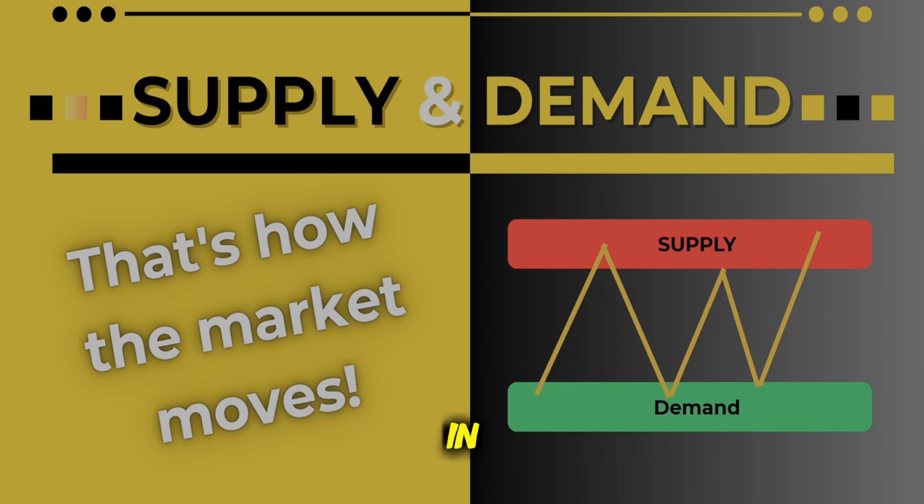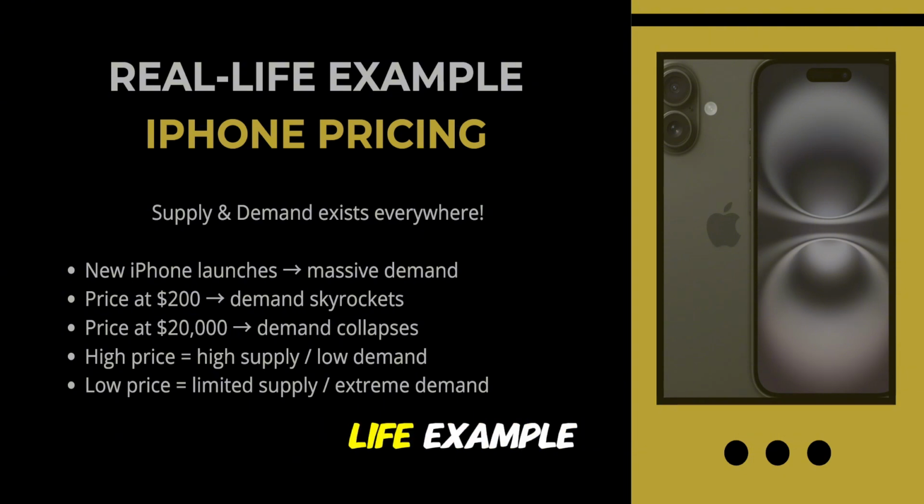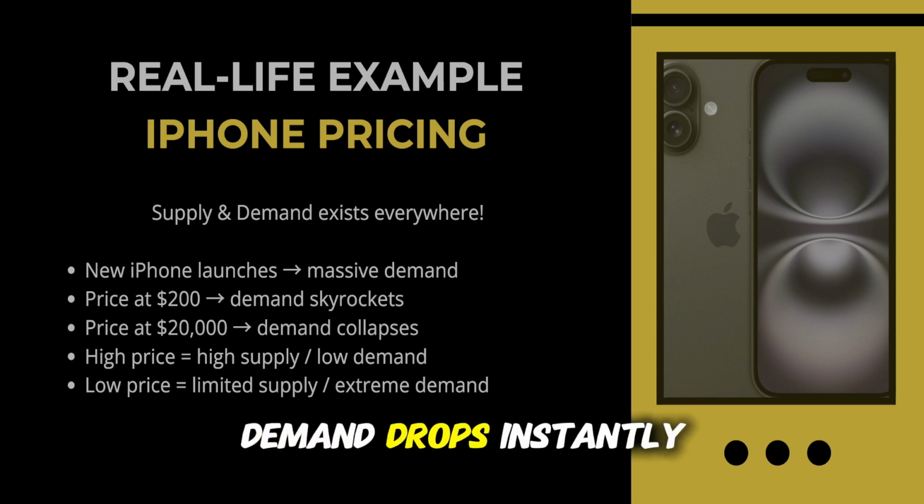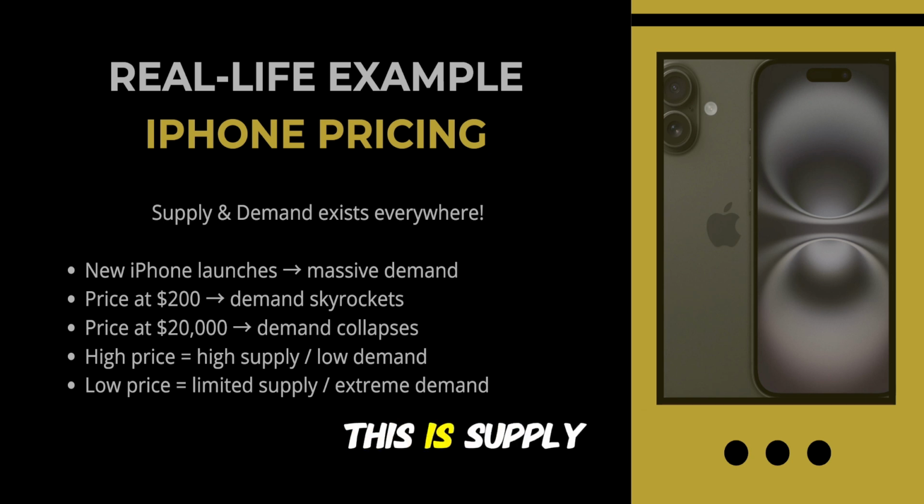So let's jump in. Let's start with a quick real life example. Imagine Apple releases a new iPhone. If that iPhone costs only $200, demand would explode. Everyone wants one. But if the same phone costs $20,000, demand drops instantly. This is supply and demand in its simplest form. Low price equals high demand, high price equals low demand. Markets work exactly the same way.